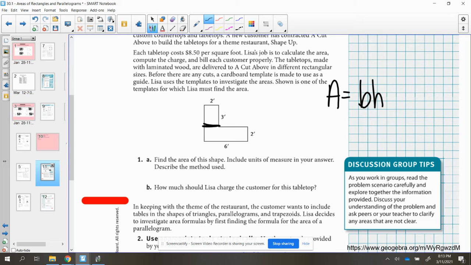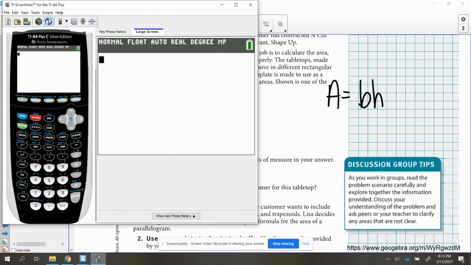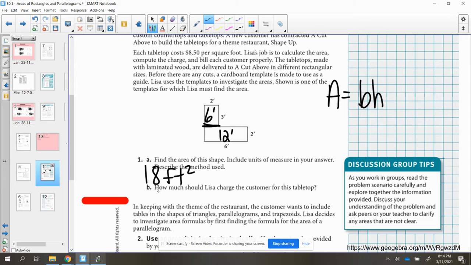So notice if we divide it this way, we already have the length and the height of this smaller rectangle and the length and the height of this other rectangle. So individually, 2 times 3 is 6 square feet, 6 times 2 is 12 square feet. So together we have a total of 18 square feet, right? Anytime you have area, it's units squared, okay? So in order to figure out how much money this is, if it's $8.50 per square foot, we're going to have to multiply this, and we see that we end up paying $153 for the tabletop, okay?